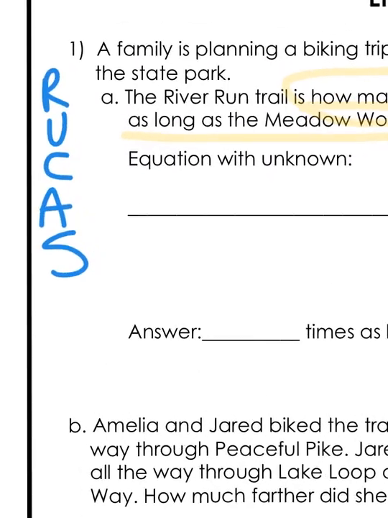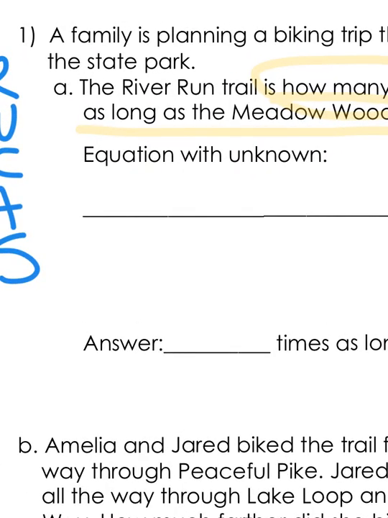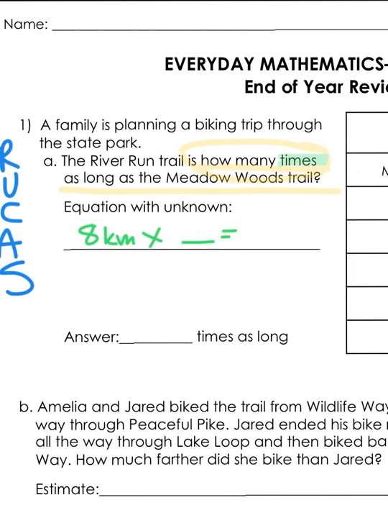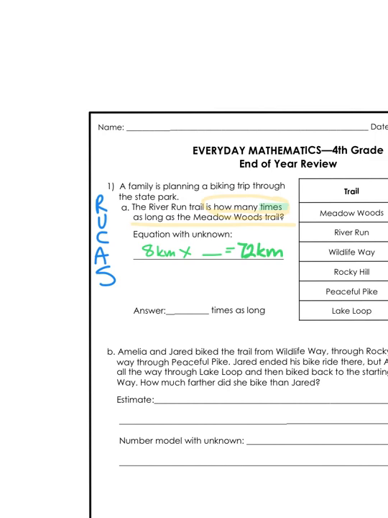So an equation to set that problem up would look something like this. 8 kilometers, km, times something equals 72 km. Okay, so that is a multiplication problem with a missing factor.